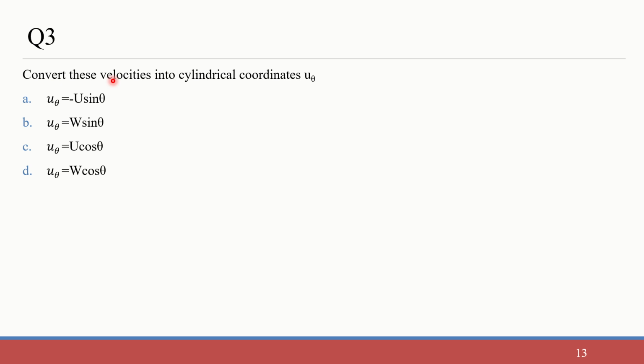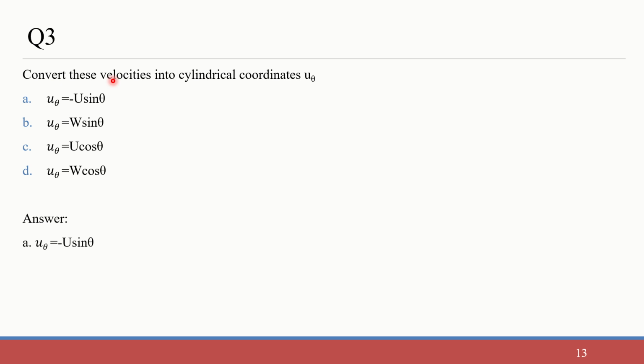So now we have to identify the answer from these. The answer is u theta is equal to minus of capital U into sine theta. That is, option A is the right answer. So we will just see how to get that answer. What was given in the question? In the question it was mentioned that it is an incompressible flow, and the x component velocity is equal to capital U, the y component velocity is 0, and the z component velocity is capital W. Based on that we are asked to convert the velocity into cylindrical coordinates, that is r, theta and z.